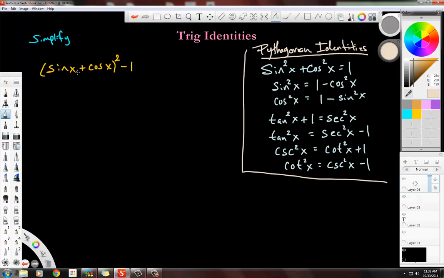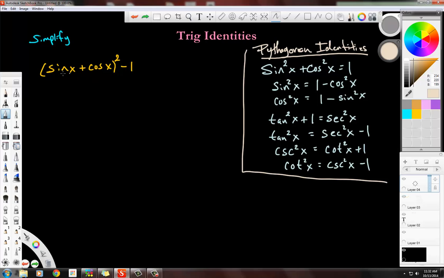And you might be looking at this and you would think, okay, sine squared x plus cosine squared x quantity squared, that equals this, right? It does not equal that. As much as I want it to equal that, it does not. So the question is, what does it equal?